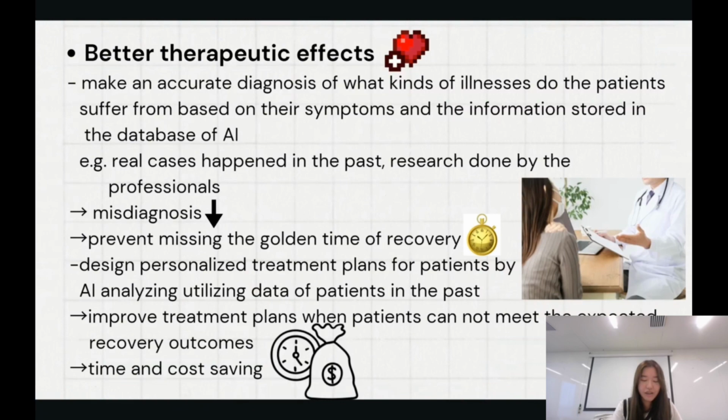Second, AI can help in treating and interpreting a large amount of data. It can help to give a better therapeutic effect in some way. It can help to make an accurate diagnosis of what kinds of illness the patient suffers from. Some physiotherapists may lack experience as they do not have much chance to get along with lots of patients yet. When physiotherapists input the prompt and ask AI what the illnesses their patients are suffering from are based on their symptoms, the AI will help to diagnose and give possible answers of the reasons behind the symptoms based on the information stored in the database, including information of real cases happened in the past and research done by the professionals in the field.